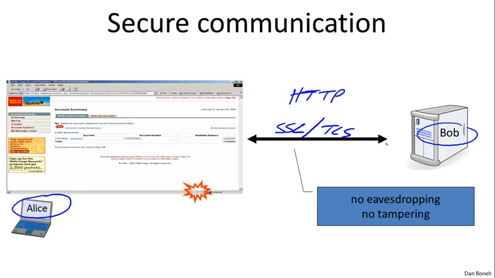And the goals of these protocols is basically to make sure that as data travels across the network, an attacker, first of all, can't eavesdrop on this data, and second of all, can't modify the data while it's in the network. So no eavesdropping and no tampering.